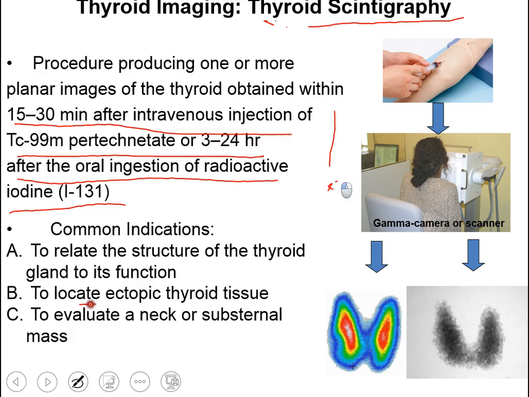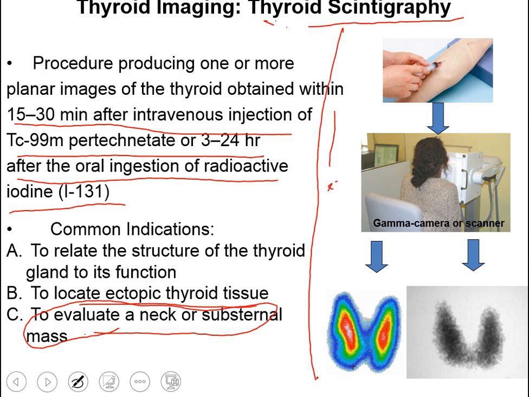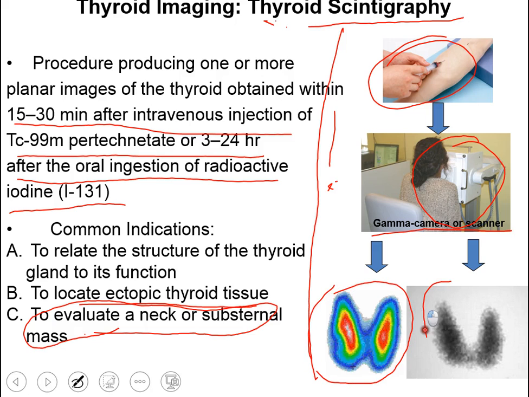And third most common indication to evaluate a neck or substernal mass. On the right side of the slide, you can see all steps of thyroid scintigraphy: injection of a radioactive isotope, recording isotope emission from the structures of the neck, and two pictures on the bottom show two lobes of thyroid connected by isthmus, and the shape looks like a butterfly. Images can be monochrome or could be color, and different colors usually indicate quantity of radioactive material trapped in thyroid.